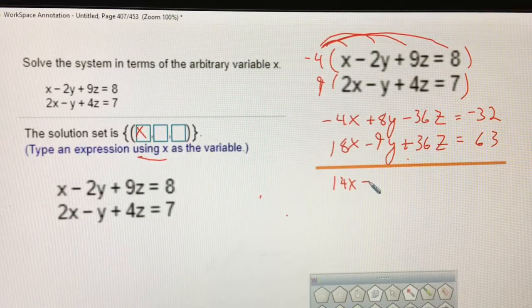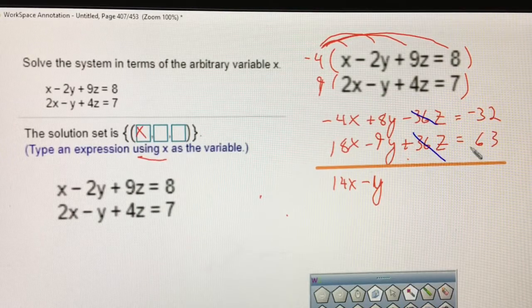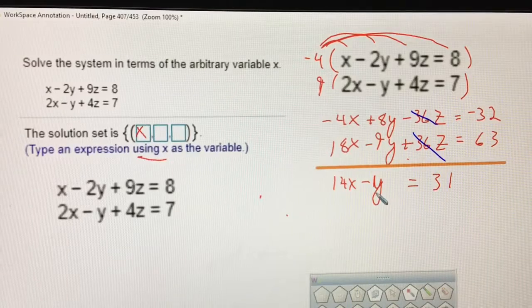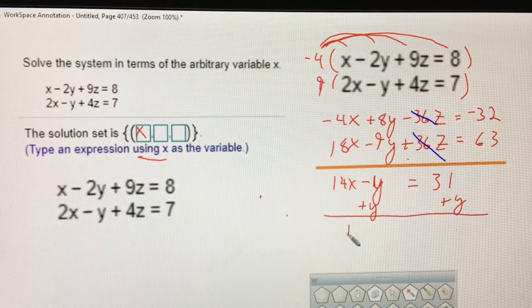8 minus 9 gives me negative 1y, or just negative y. These two numbers eliminate. And then 63 minus 32, that's going to equal 31. And now I'm solving this for y, so I'm going to add y to both sides. So I'm going to add y. That's going to give me 14x equals y plus 31.